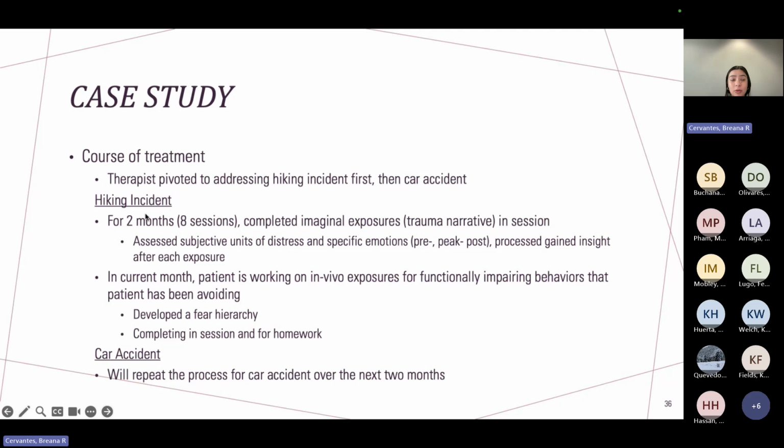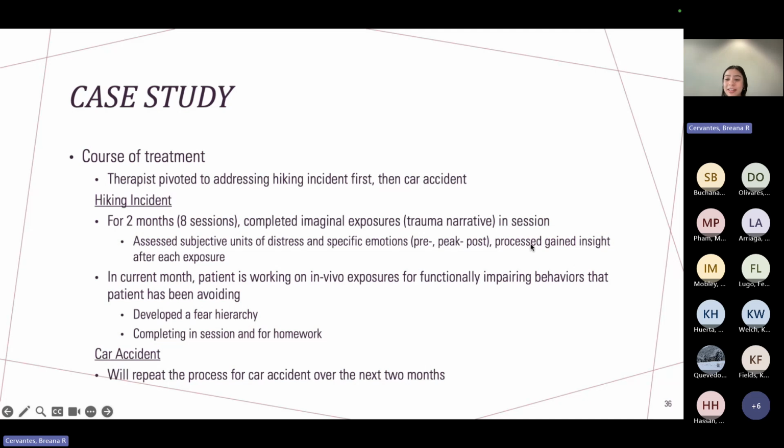So for 2 months, so 8 sessions, we did our imaginal exposures, which was the trauma narrative, and we assessed her SUDS. We talked about specific emotions and then any insight she gained after each trauma exposure. So for 8 weeks, we just repeated the same story, again and again. And we got it shorter and shorter to the hot spot, the thing that caused her the most distress. But that's what we did over and over and over.